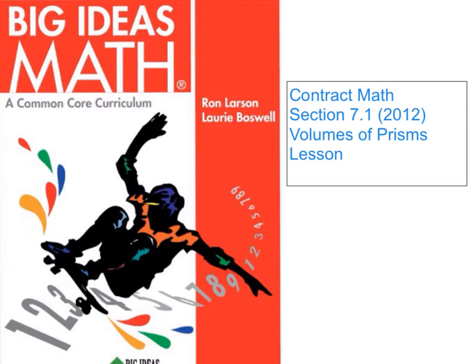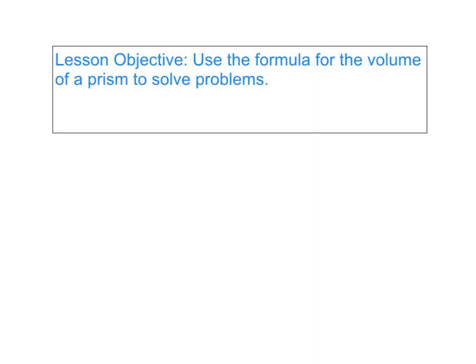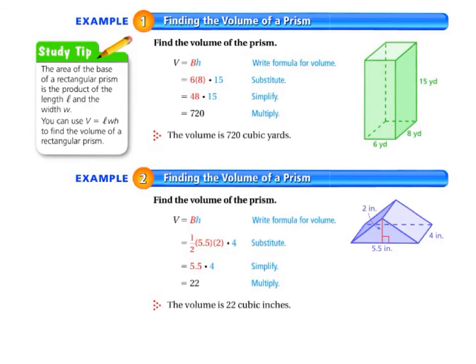Pause while you write Section 7.1, 2012 edition lesson in your math notebook. Pause again while you write today's lesson objective in your math notebook. Today's objective is use the formula for the volume of a prism to solve problems. Today we'll be starting on page 300 in your math textbook.